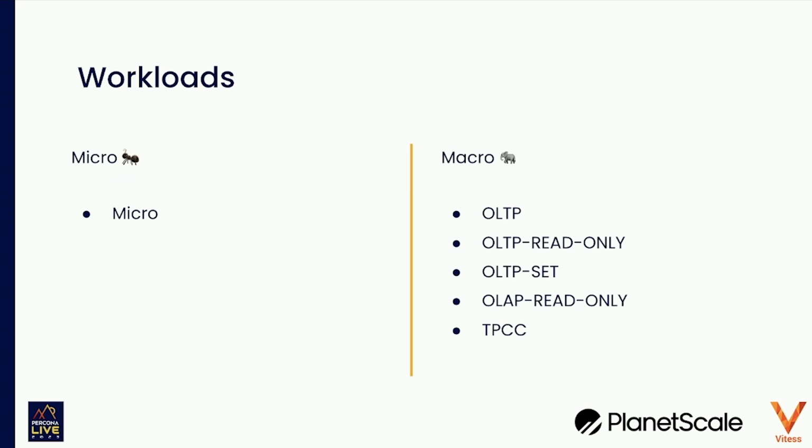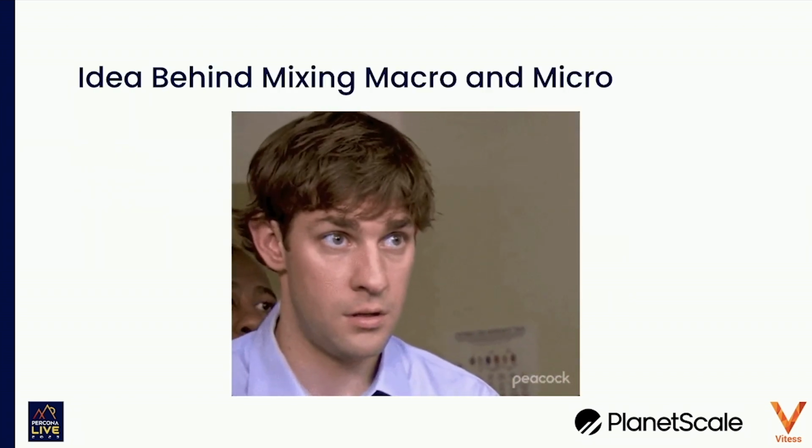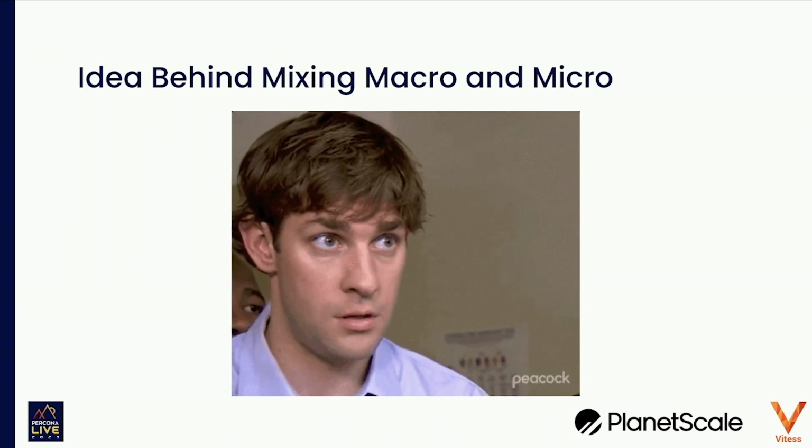So we use those 6 benchmarks, and like I said before, we get a commit, we execute all of those benchmarks on the commit, and we get the results. So why did we decide to mix macro and micro?